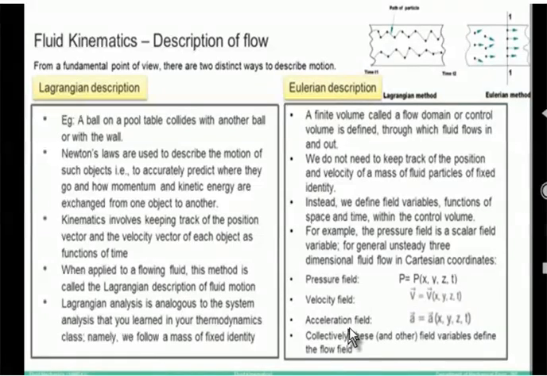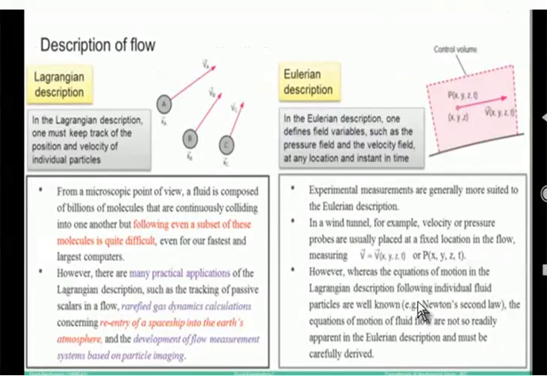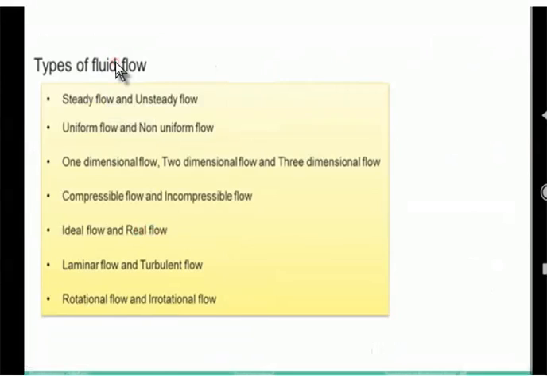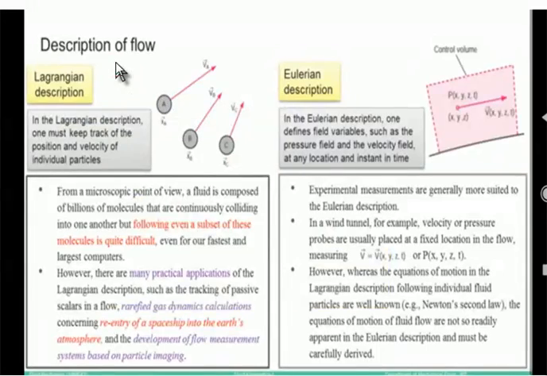Similarly, velocity and acceleration. Collectively, these field variables define the flow of fluid. If you study these variables, they define the flow of fluid. So next, continuing the description of the flow. Again, in the Lagrangian description, one must keep track of the position and velocity of the individual particles. See here in this figure.